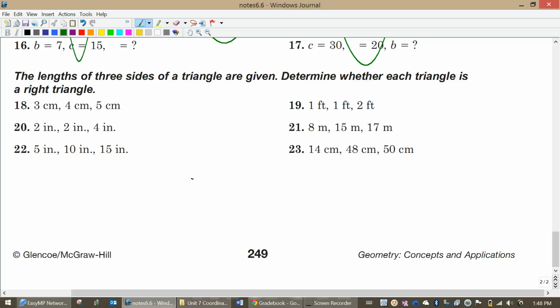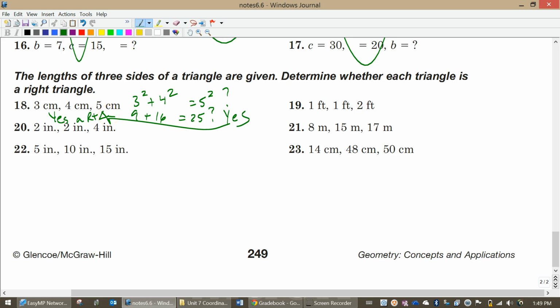Let's do 18, 19 before you guys leave. Which ones would be the hypotenuse if there was one? 5. So that goes over here. Why is 5? It's what Victor said earlier. It's the longest. The longest would be the hypotenuse if it was. So does this work? 9 plus 16, does that equal 25? Yes. So this is, yes, a right triangle.